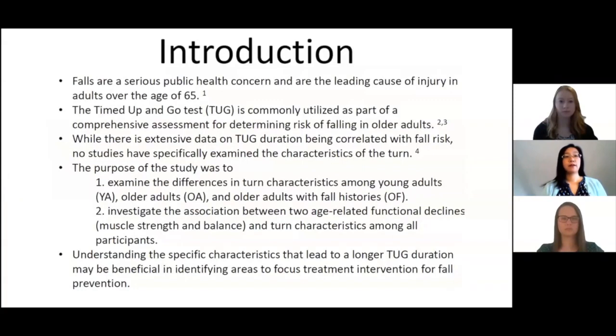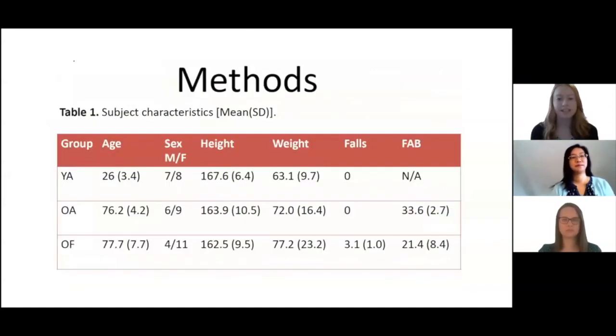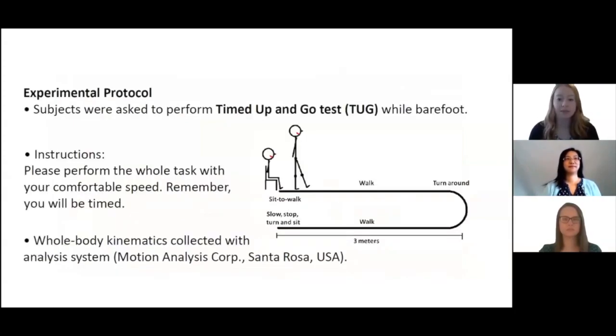Here is the background and the purpose of the study. We hope the results of this study will help us understand the specific characteristics that lead to a longer turn duration. The study participants were divided into three groups: young adults, older adults without a history of falls, and older adults with a history of falls. Subject demographics are represented in Table 1.